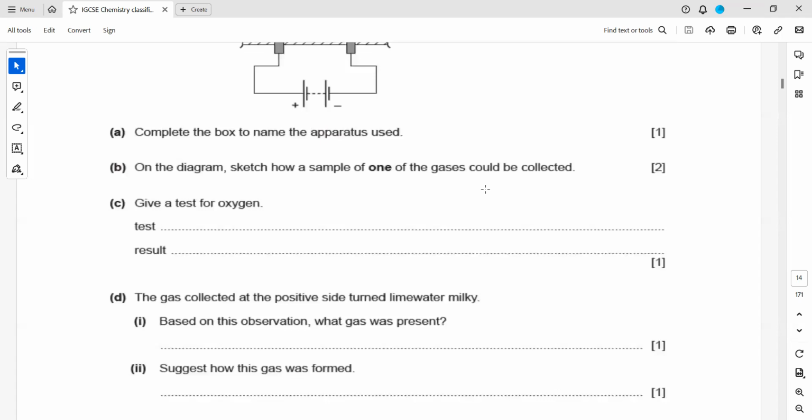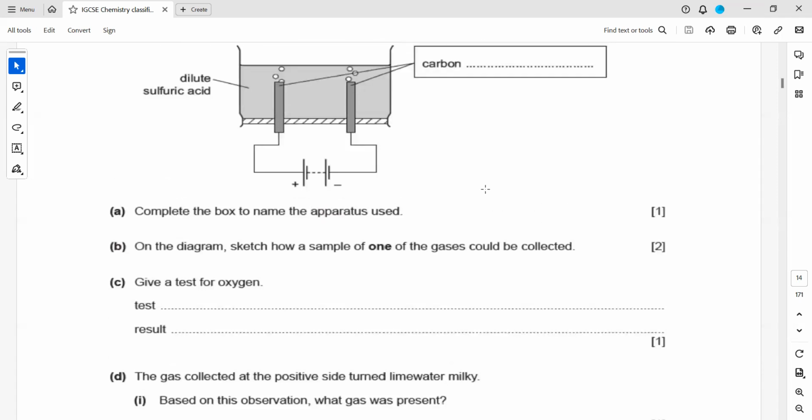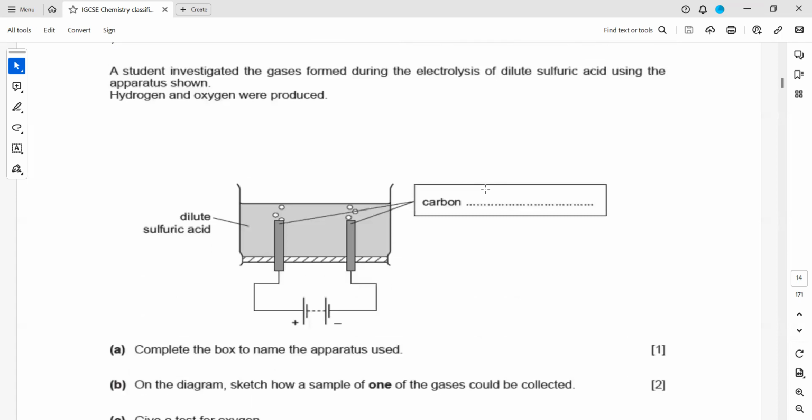Give on the diagrams, sketch how a sample of one of the gases could be collected. How can we collect the gas? Normally, we fill the test tube with the electrolyte. Here is the test tube, and it is completely filled with the electrolyte. If the electrolyte is dilute sulfuric acid, we fill the whole test tube with dilute sulfuric acid. And then we invert it on the electrode. So we just have to draw an inverted test tube here.